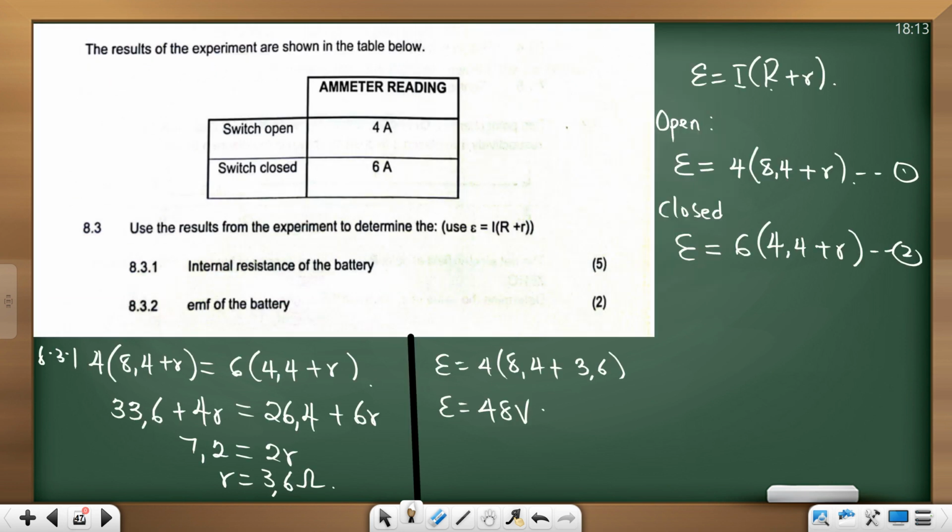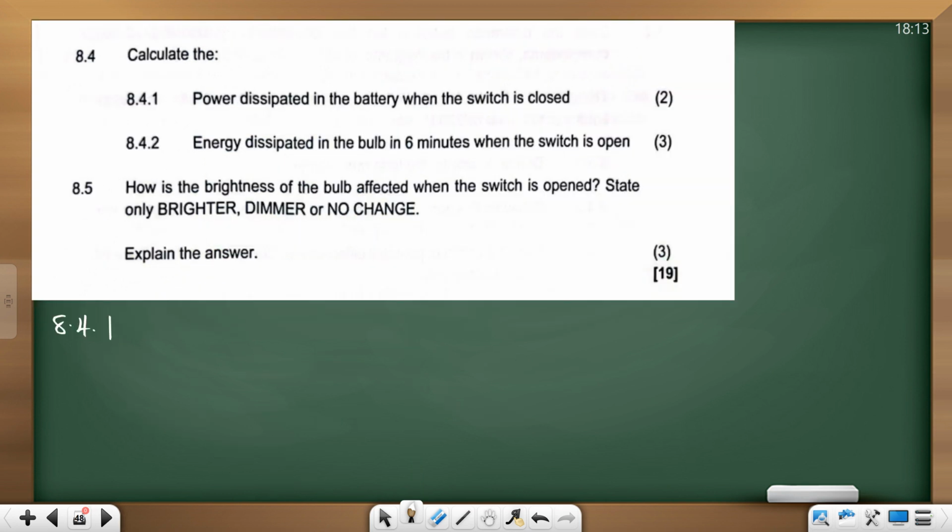Don't forget what you have. When the switch is closed, what is the current? I is equal to 6. We are looking for power. Go and check your formulas. P equals IV. P equals I squared R. P equals V squared over R. You have a lot of formulas that you can use. It's 2 marks. I'll give you 2 minutes. I want to see what you will do.